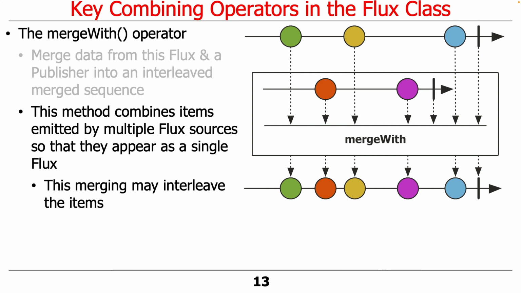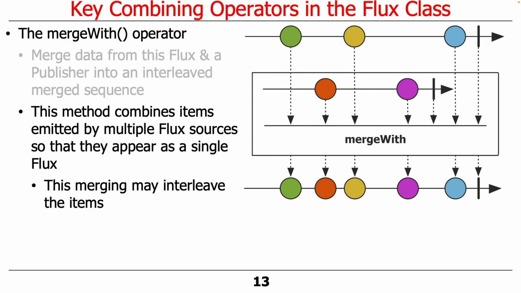Now, the interesting thing about mergeWith is the merging of the fluxes might interleave the items. So, for example, if we have one flux that has green, yellow, and blue, which are just stand-ins for values, and we have another flux that has orange and purple or whatever colors you see those to be, then if you call mergeWith, it very well might interleave them to look like this. Or not. And that's the tricky part.